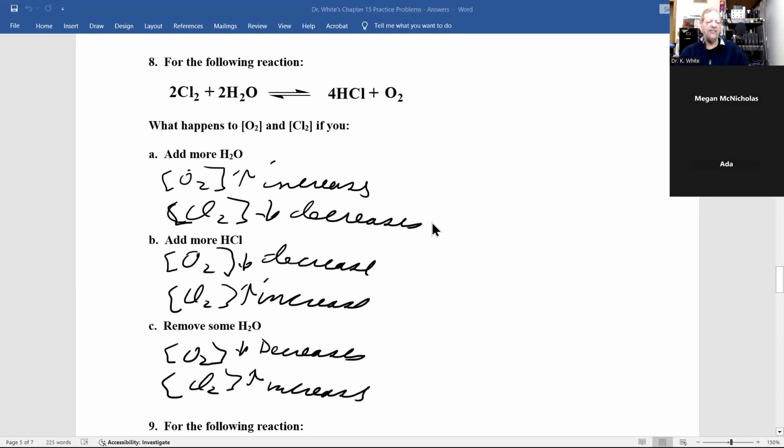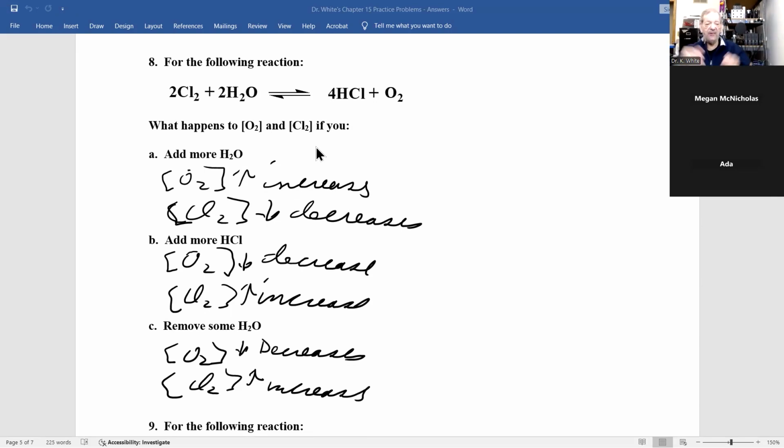Now, let's look at the following. For the following reaction, notice this is an equilibrium. What happens to the concentration of oxygen and chlorine if, let's look at A, add more water. At equilibrium, there's a certain amount of chlorine, certain amount of water, certain amount of HCl, and a certain amount of oxygen gas, O2. Now, what happens when you add more water?